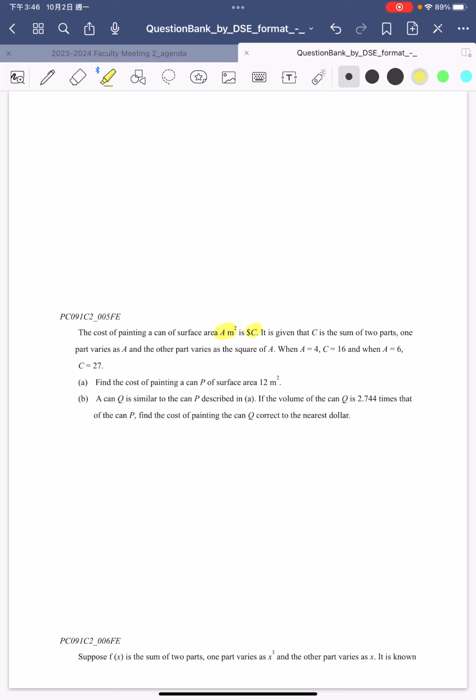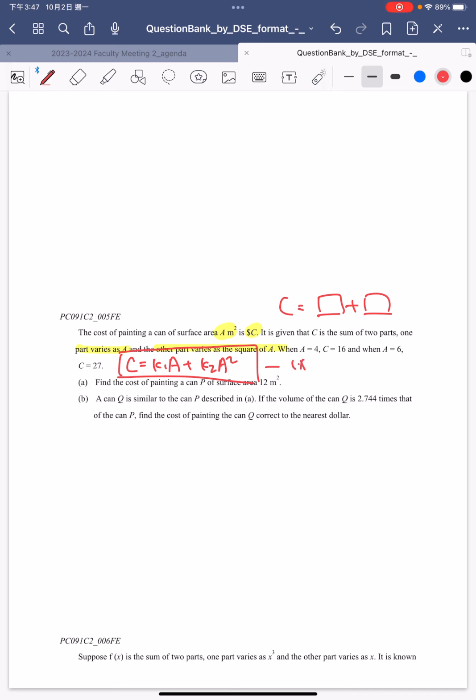So we have C is the sum of two parts. One part varies as A, and the other part varies as the square of A. So again, we have two variables, A and C, and the relationship between C and A can be written as C is equal to something plus something, because this is in two parts. So we can say one part varies as A, and the other part varies as the square of A. So we can say that C is equal to K1 A plus K2 A squared. So that's our first equation, the initial formula, isn't it?